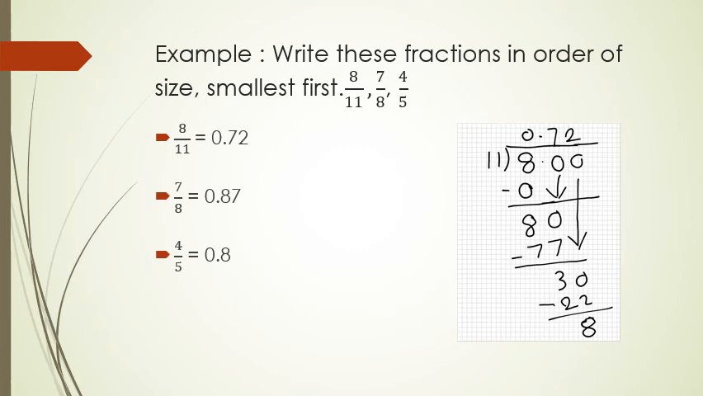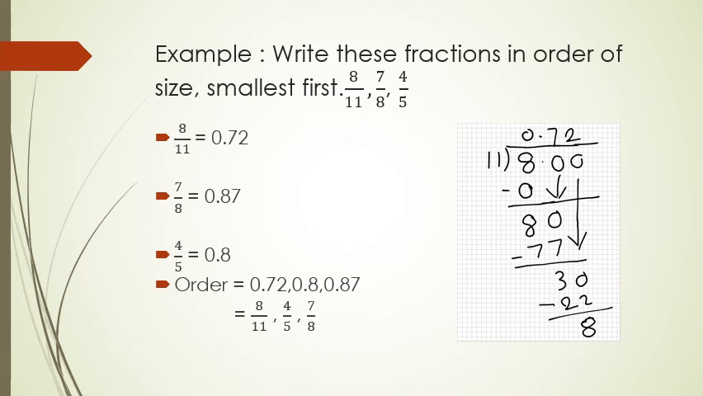Now among 0.87 and 0.8, which one is smaller? Yes, it is 0.8. The other one, 0.87, is bigger than 0.8. So we can order it as follows: 0.72, 0.8, 0.87. You can keep the answer as it is, or else you can make it into its previous form. That is 8 by 11, 4 by 5 and 7 by 8.